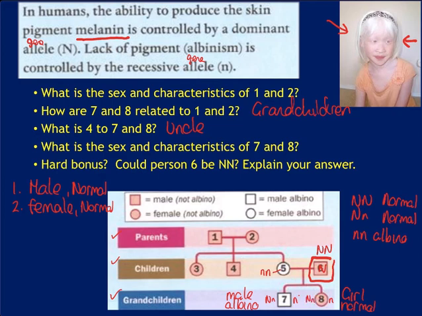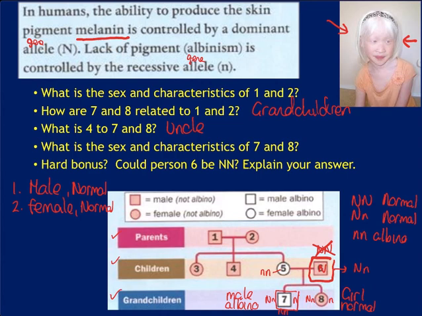But because this baby is an albino, so it's a small n, this dad can't be big N, because he made a small n baby. So this dad has to be a big N, small n in terms of his genes. He can't be this.